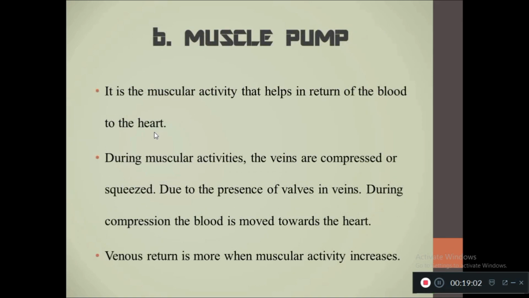Muscle pump. It is the muscular activity that helps in the return of blood to the heart. During muscular activities, the veins are compressed or squeezed.